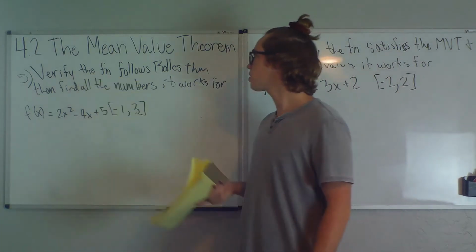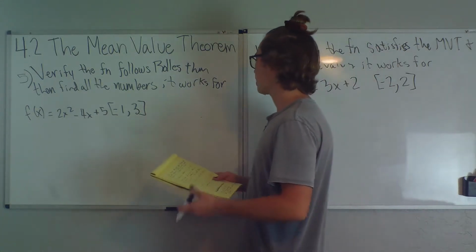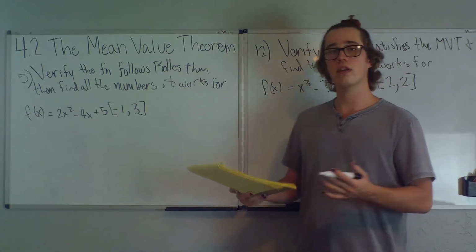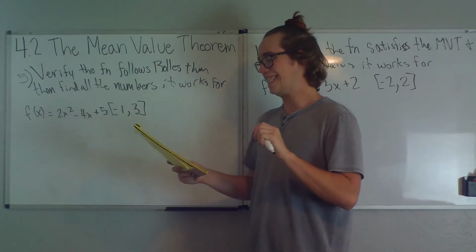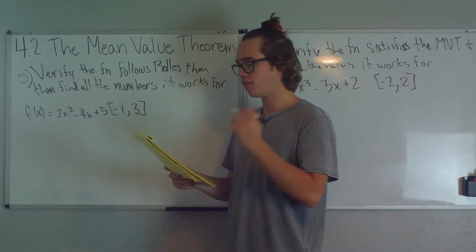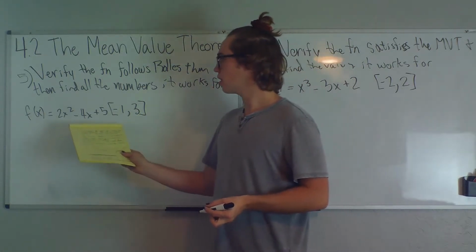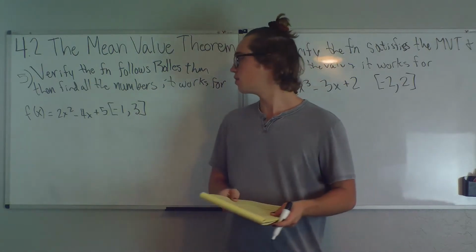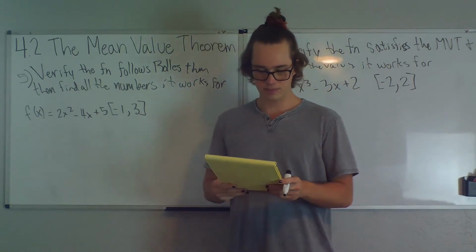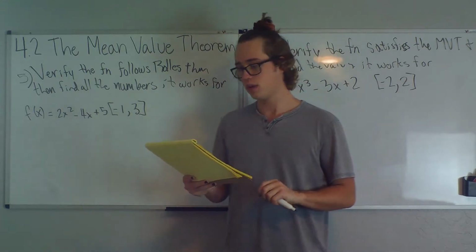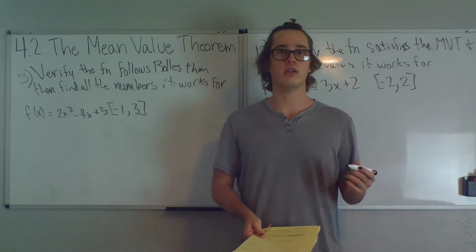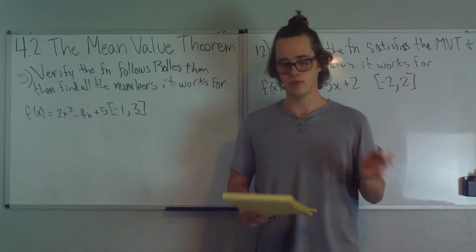So this says, verify the function follows Rolle's theorem, then find all the numbers that it works for. Then find all the critical values, you may say. So what are the three hypotheses that you need to follow? F is continuous on the closed interval. Well, it's a polynomial, and all polynomials are continuous on closed intervals, so we know this is a check. F is differentiable on the open interval. Well, polynomials are all differentiable at any point. They're a smooth function, so they have derivatives of all orders.